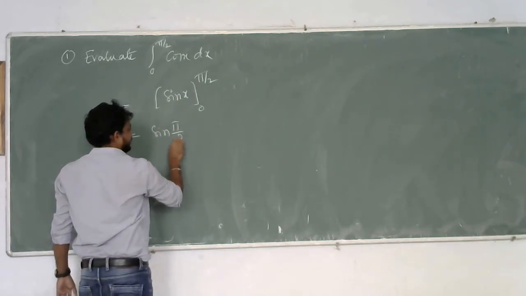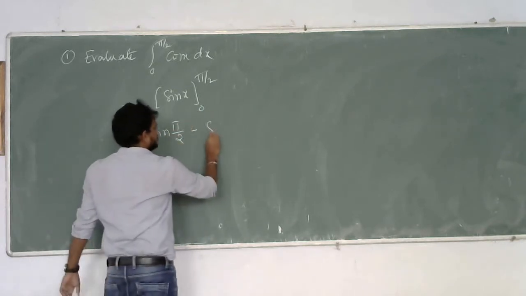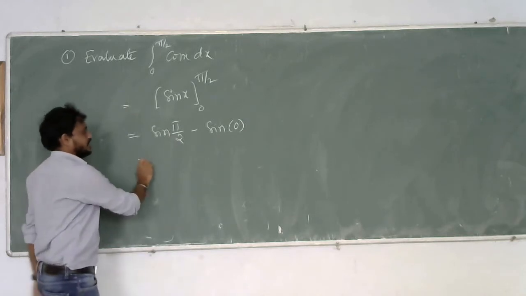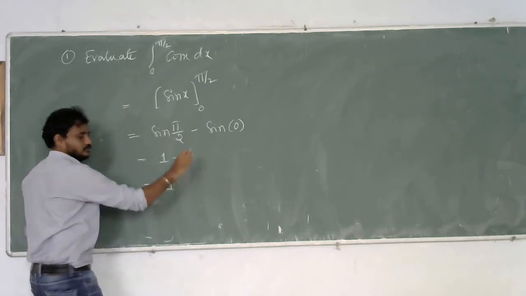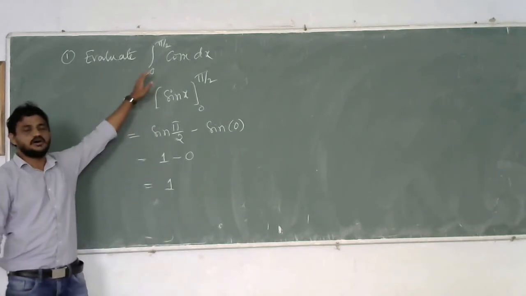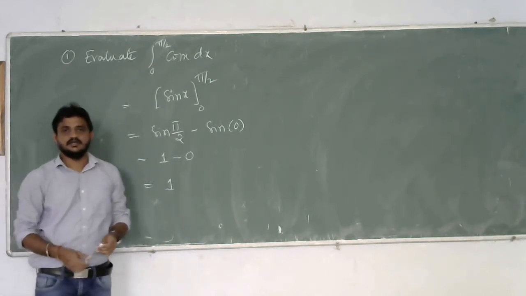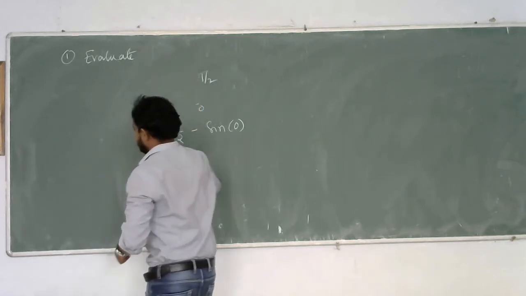So we get sin pi by 2 minus the lower limit. What is the lower limit? 0. So we get sin 0. So sin 90 is 1 and sin 0 is 0. That equals 1. So this is the integral value of the given function. That is exactly right. Simple problem, simple result. Let us see one more problem.